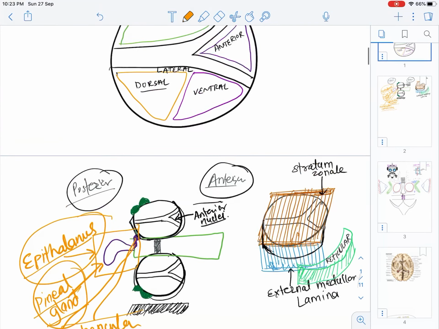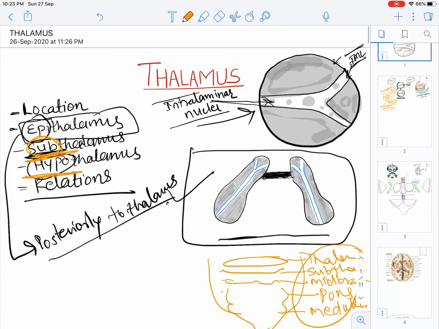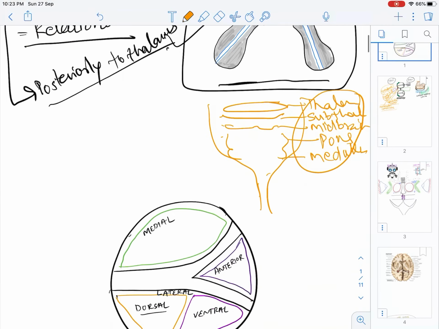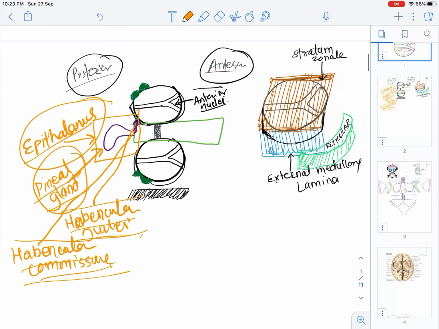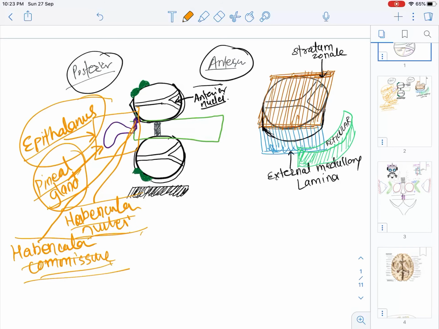Now in more detail, hypothalamus: hypo also means below. Where is it? It is a little bit anterior, and it arises below the thalamus. That's why it is hypothalamus, but it arises anteriorly. I will show you in the relations image. As I told you, we are going to see the relations of thalamus. Epithalamus we have seen, subthalamus and hypothalamus you know. Now we will see the relations.